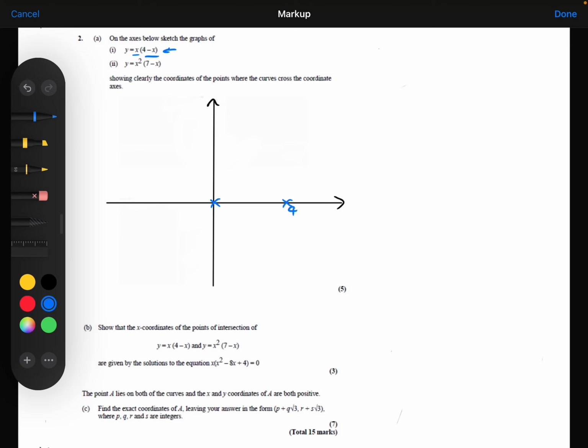If I were to expand this out, I would get 4x minus x squared. So the fact that it's a minus x squared is telling me it's going to be an N shape rather than a U shape. So it's going to look something like this. That's not drawn very well. There we go.